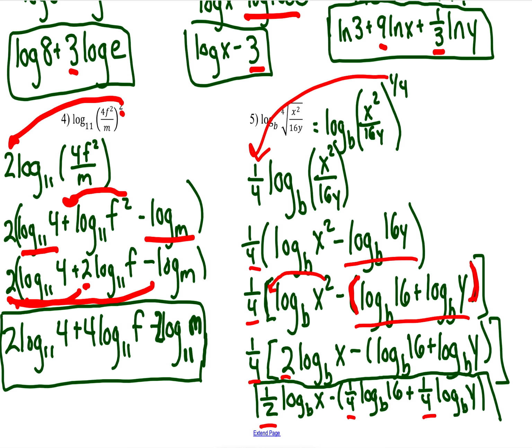So that would be my answer. That's 1 through 5. That's a checkpoint. So let's go to the next page.